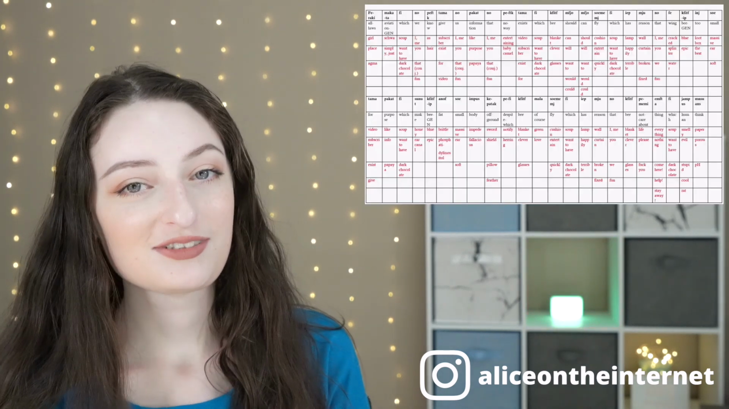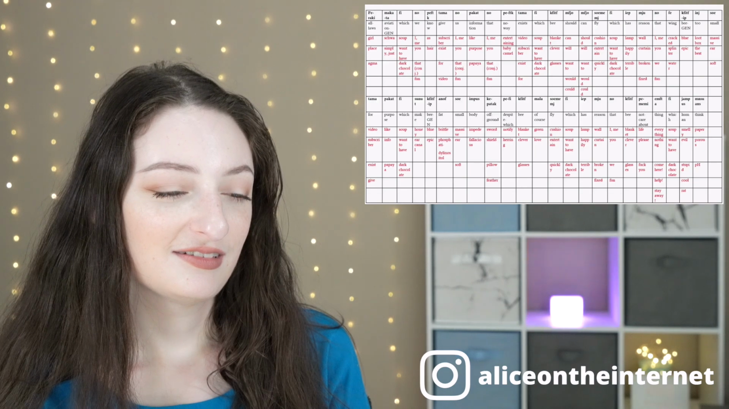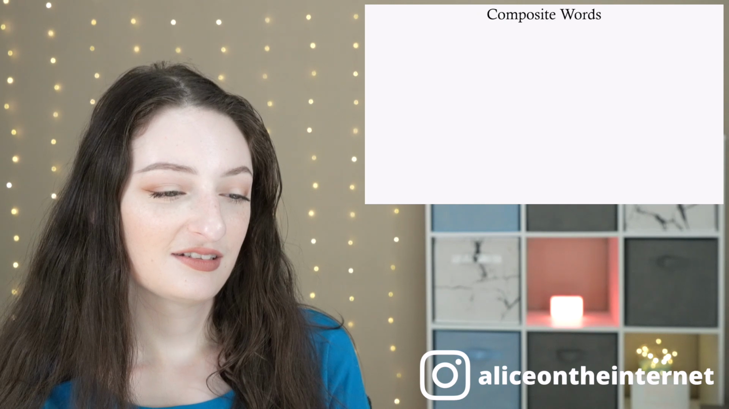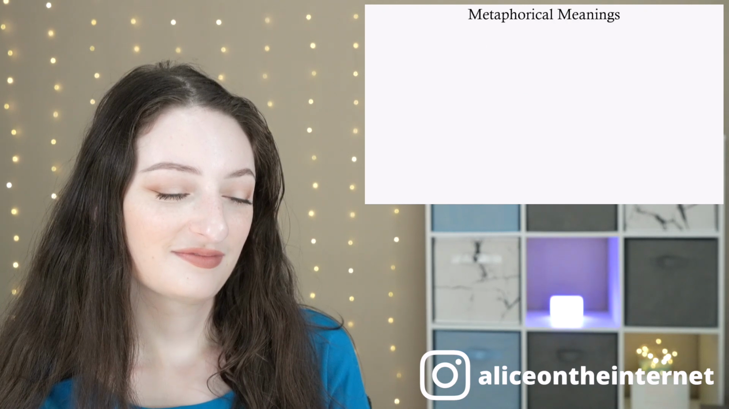I've also included some meanings of these words. The ones I included were ones where the whole word was taken as a single morpheme. There are plenty of composite words that these could each mean. Like, don't forget that peftk could mean no way, but also mean plenty of ways or all ways. There's also the metaphorical meanings of each of these, but you can use your brains to figure those out.